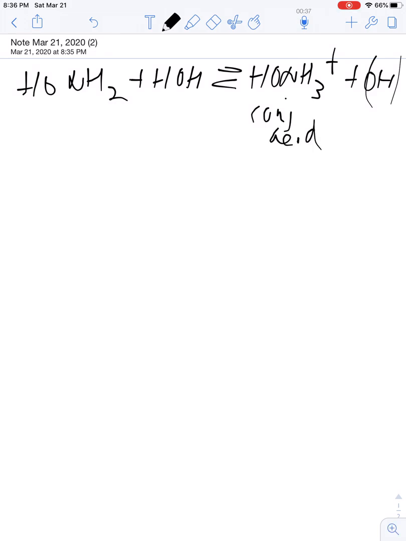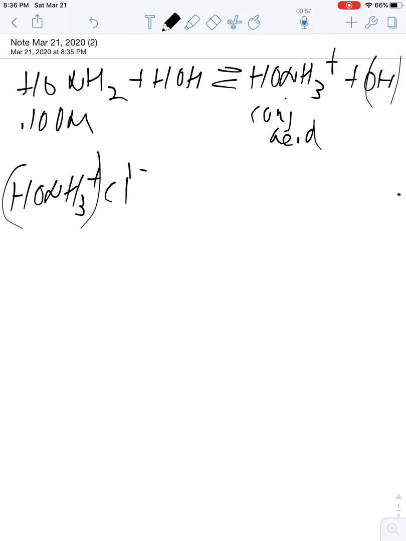So I'm going to have a salt of some type with that. So the salt I'm going to pick is a chloride. Okay, so there's my salt. And in this problem, I'm going to have a 0.1 molar solution of this, and I'm going to pick a 0.235 molar solution of my salt.